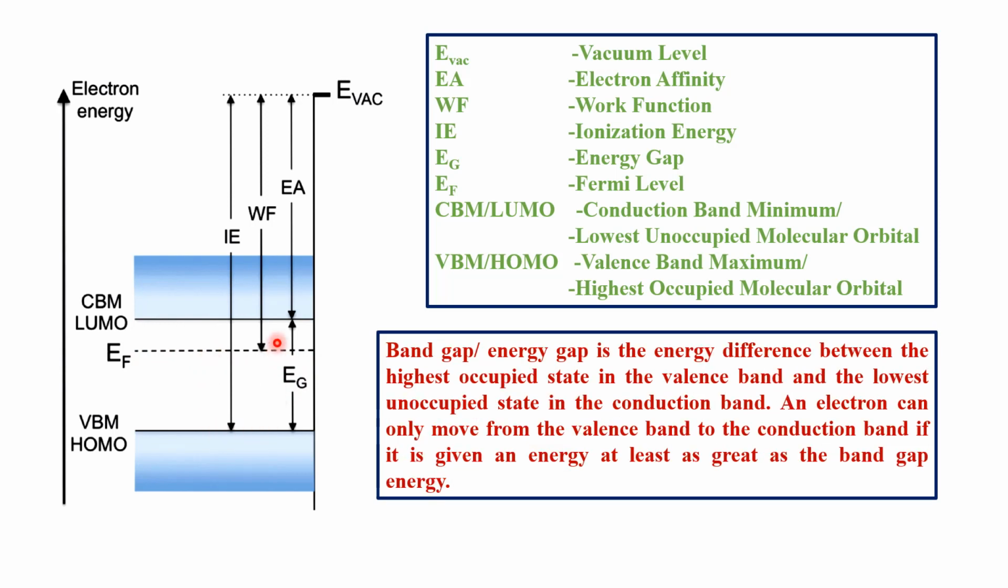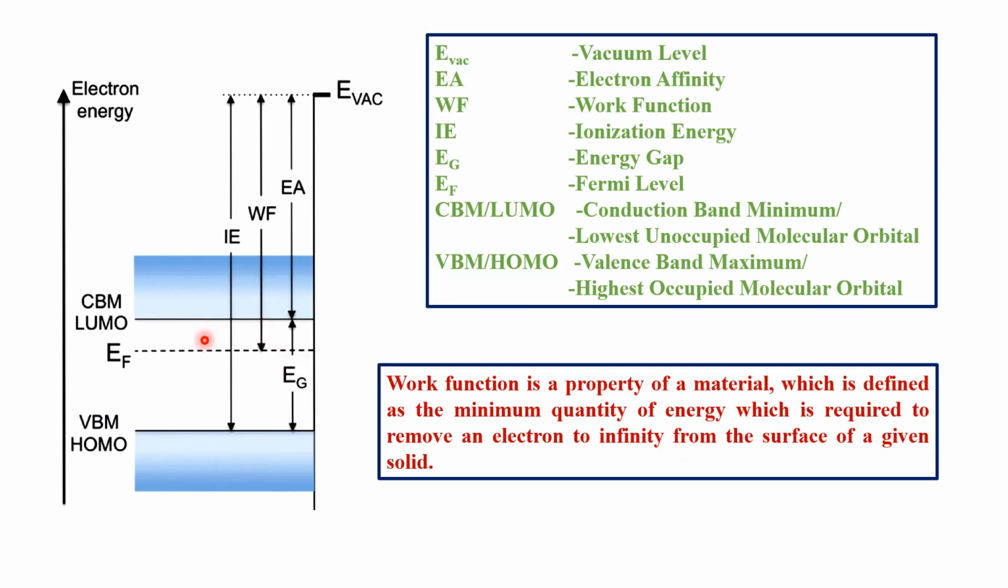Then we have the band gap. Band gap is the energy difference between the valence band maximum and the conduction band minimum. An electron can move from the valence band to the conduction band only when an energy equal to Eg is supplied to the material.